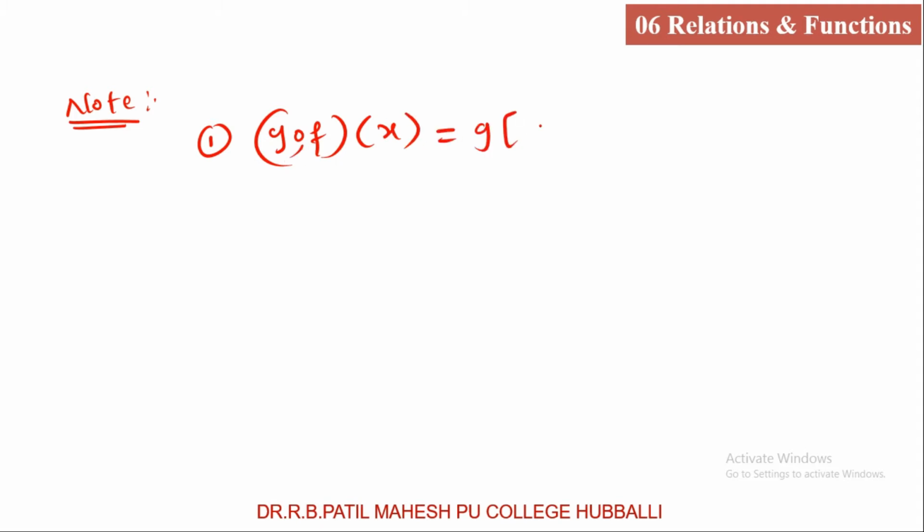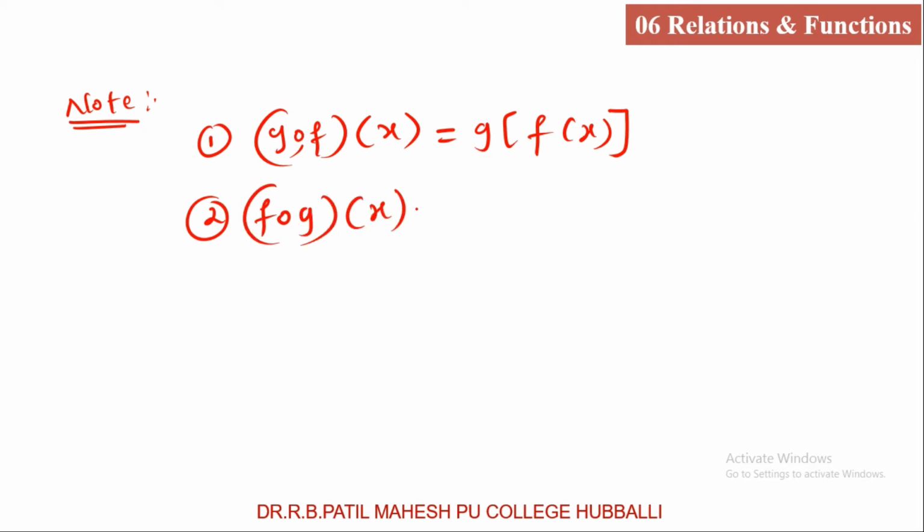Dear students, I would like to recall some points which I had discussed just now before going to the next part. Number 1, g composition f of x is equal to, just remove the small circle, g of f of x. It is a definition. And number 2, f composition g of x is equal to, remove the small circle, f of g of x. This is the definition number 2 of composition.